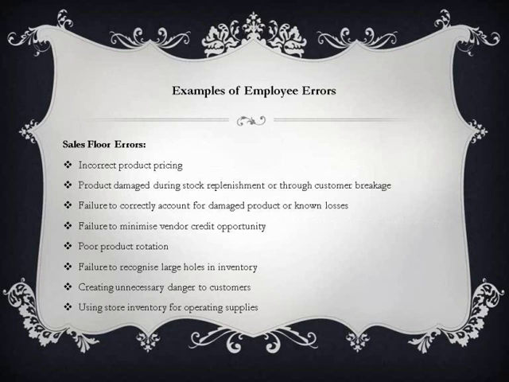Examples of employee errors. Sales floor errors. Incorrect product pricing. Product damaged during stock replenishment or through customer breakage. Failure to correctly account for damaged product or known losses. Failure to minimize vendor credit opportunity. Poor product rotation. Failure to recognize large holes in inventory. Creating unnecessary danger to customers. Using store inventory for operating supplies.